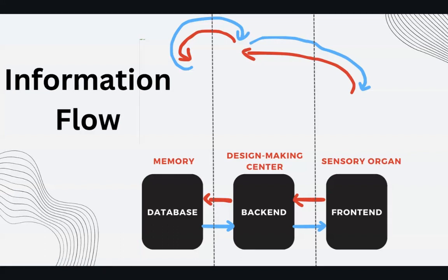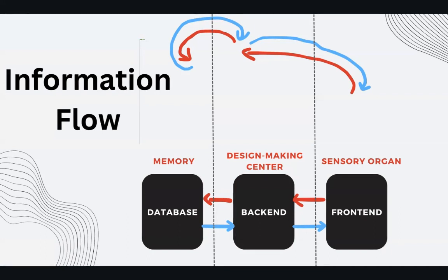Now let's talk about the memory, the database. Just as our brain stores memories and information, databases retain data for web applications, whether it's user profiles, blog posts, or transaction histories. The database is a structured memory unit. Databases like MongoDB serve this purpose. They await requests from the back end, fetch or store data as instructed, and then report back to the back end.